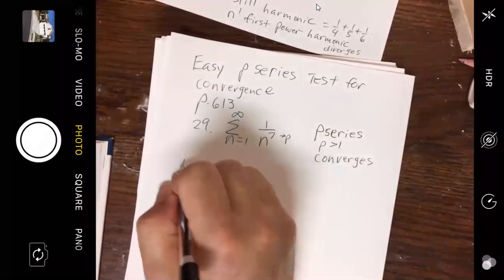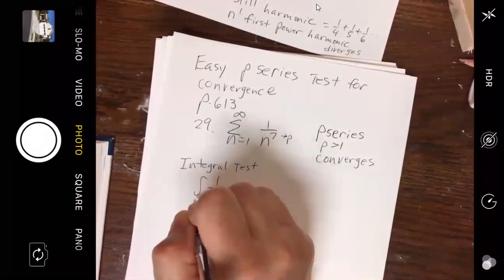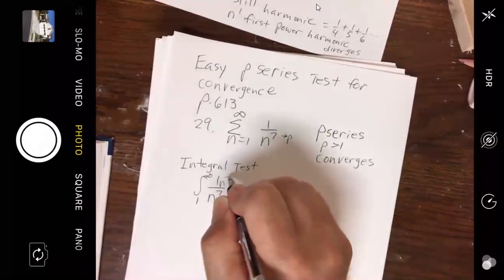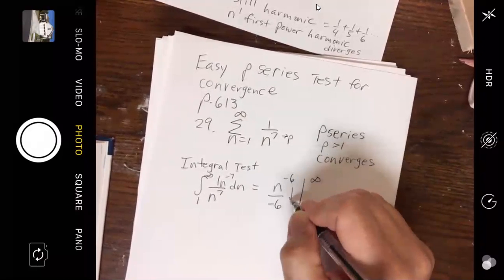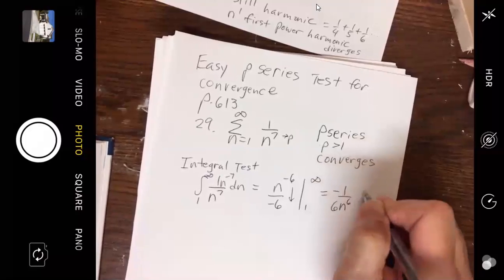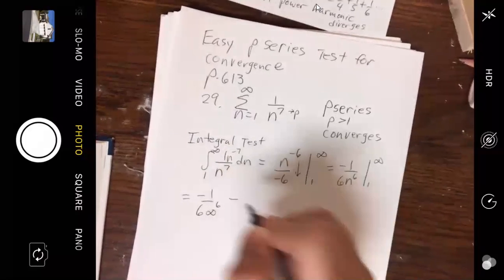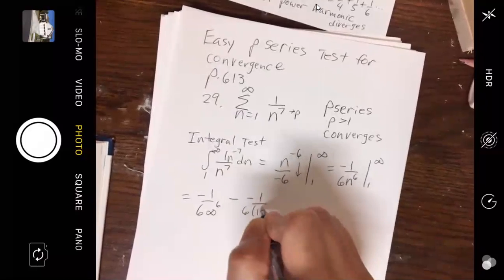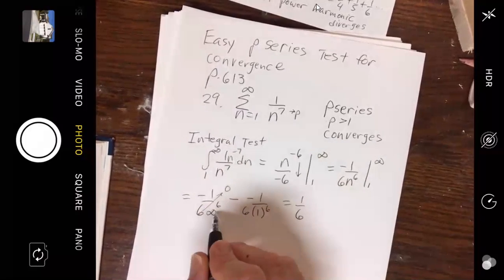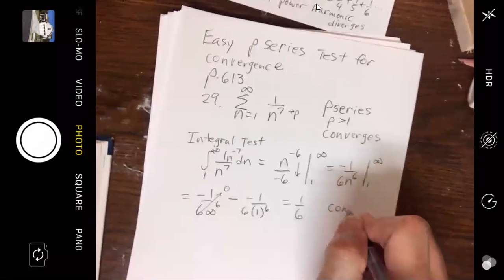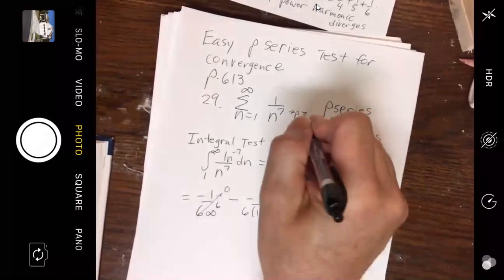All right, if I want to be a slave to their directions, the integral test would be the integral of 1 over n to the 7th, from 1 to infinity. You'd have n to the negative 7, so n to the negative 6 over negative 6, from 1 to infinity. That's negative 1 over 6 n to the 6. Put in 1 and infinity: negative 1 over 6 infinity to the 6 minus negative 1 over 6 times 1 to the 6. You'd come up with 1/6, because infinity to the 6 is infinity, so that piece would be 0. So this converges. They wanted you to do it by integral test, but they gave you a straight P series. The P is greater than 1. That converges.